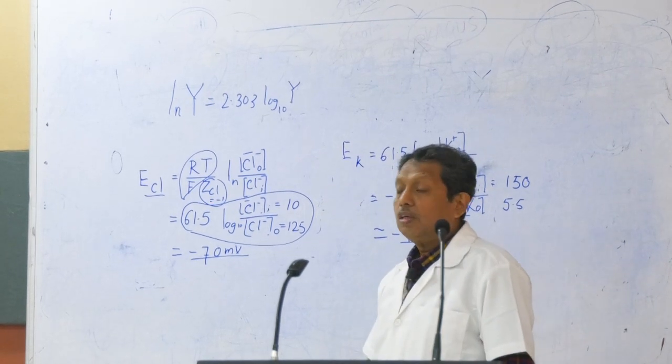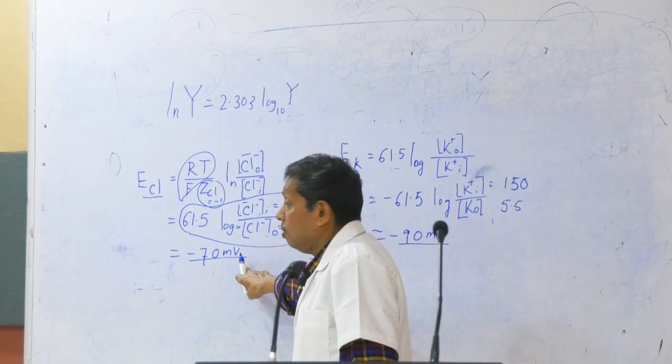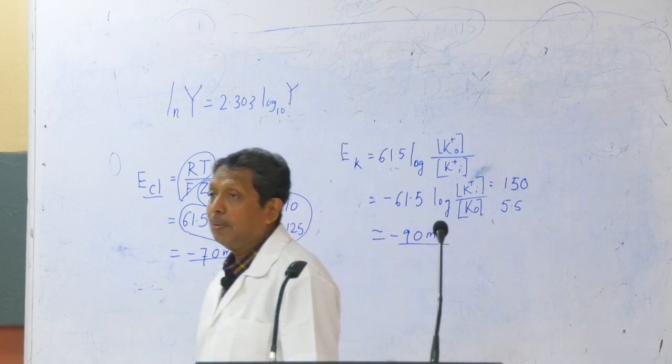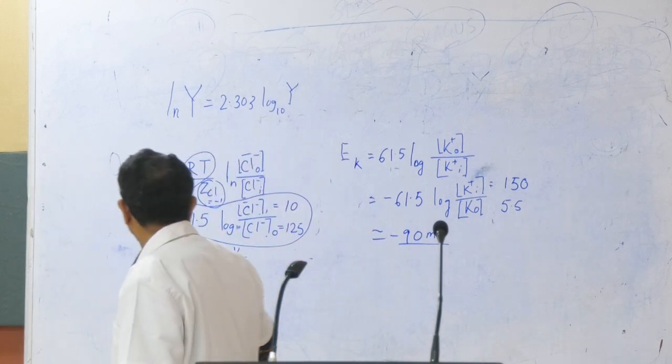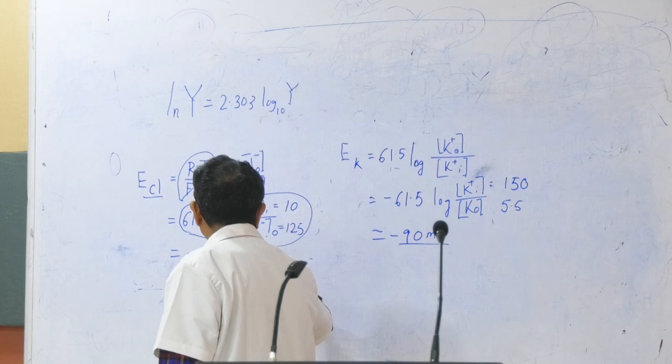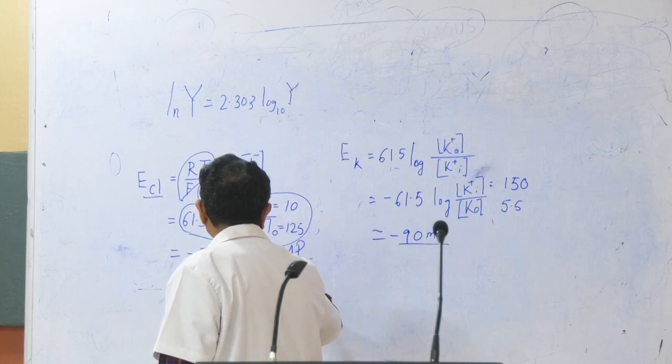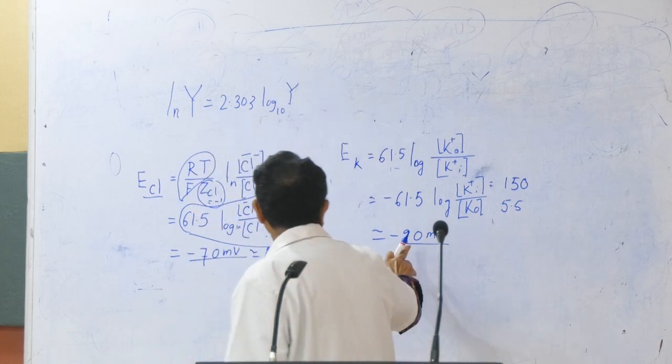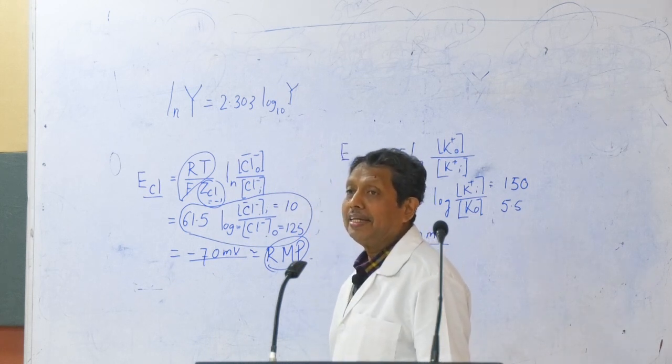Minus 90. So it is away from the value for resting membrane potential, and it is almost equivalent to that of the resting membrane potential. So it is further negative. Further negative.